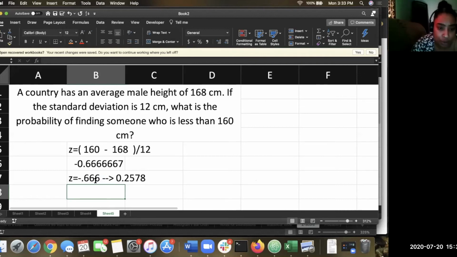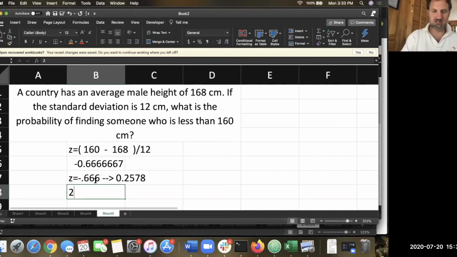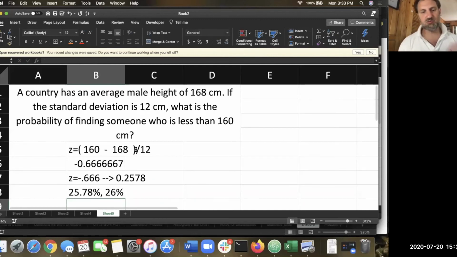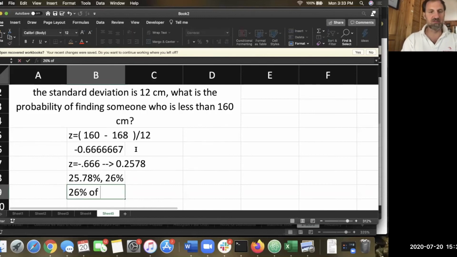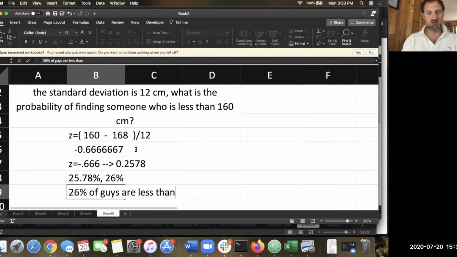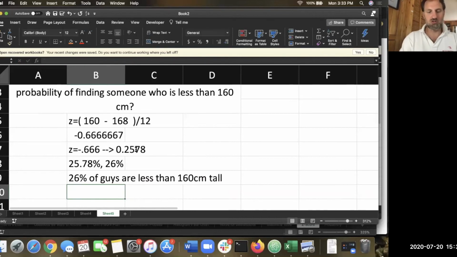You turn the 0.2578 into a percentage. Okay, so that's 25.78%, which is about 26%. And am I saying 26% is the answer? 26. So then I just take my question and turn it into a sentence. 26% of guys are less than 160 centimeters tall. Or there is a 26% chance, and this is where we're headed on Wednesday, talking about probability.